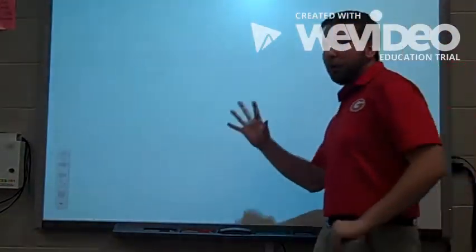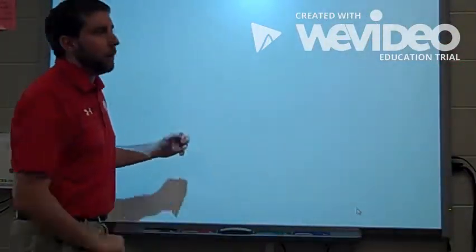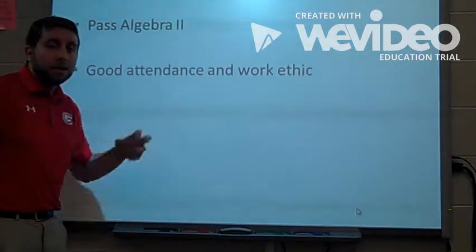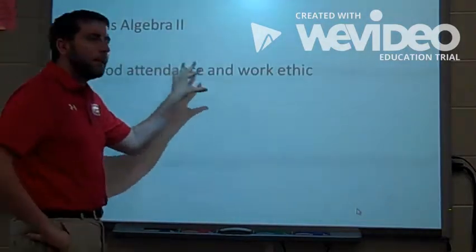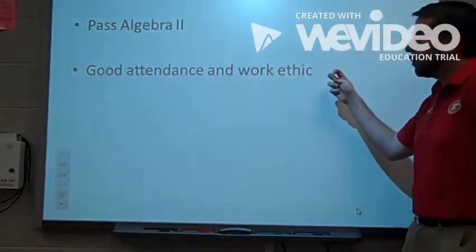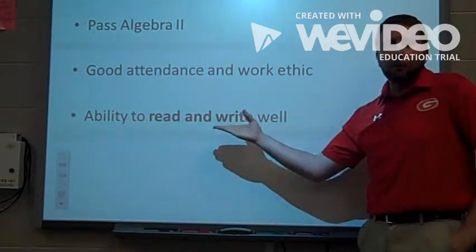So what do you need to join statistics? Well, you need a couple things. First, you have to pass Algebra 2. That's for sure. Next, you have to have good attendance and a good work ethic. You have to be willing to work hard in my class. That's for sure. You have to be able to read and write.